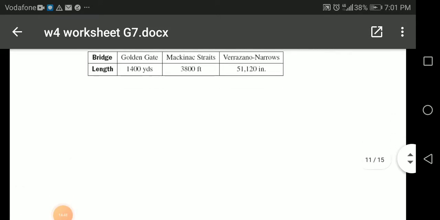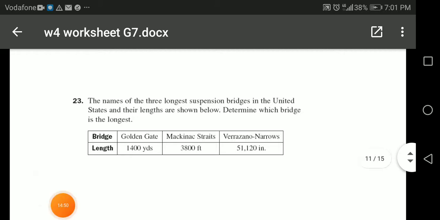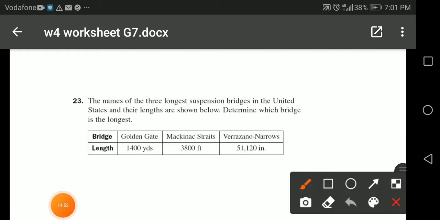So, guys, please do this as homework, the last one here, to compare. He asks you the names of the three longest suspension bridges in the United States, and he gives you information to find which bridge is the longest. He gives you the information in yards, feet, and inches, so we convert into just one unit. Please do it as homework.